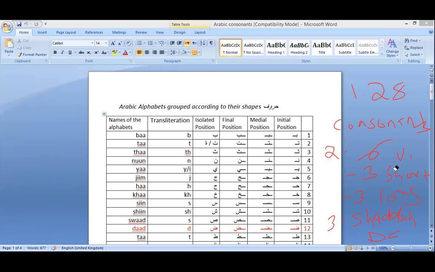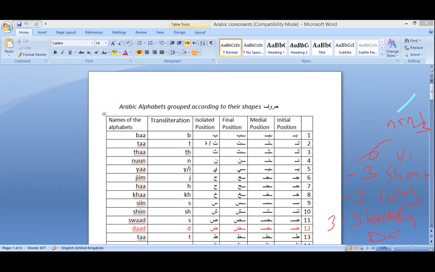The 6 vowels are also the same. We'll discuss this one. And the shadda, which is called double consonant DC, gives you additional meaning. So Arabic has these 35 phonemes: 28 consonants or letters, 6 vowels, and shadda. And we will discuss each and every one of these. We start with the consonants, then vowels, and then shadda at the end. Are we together? Yes, sir.